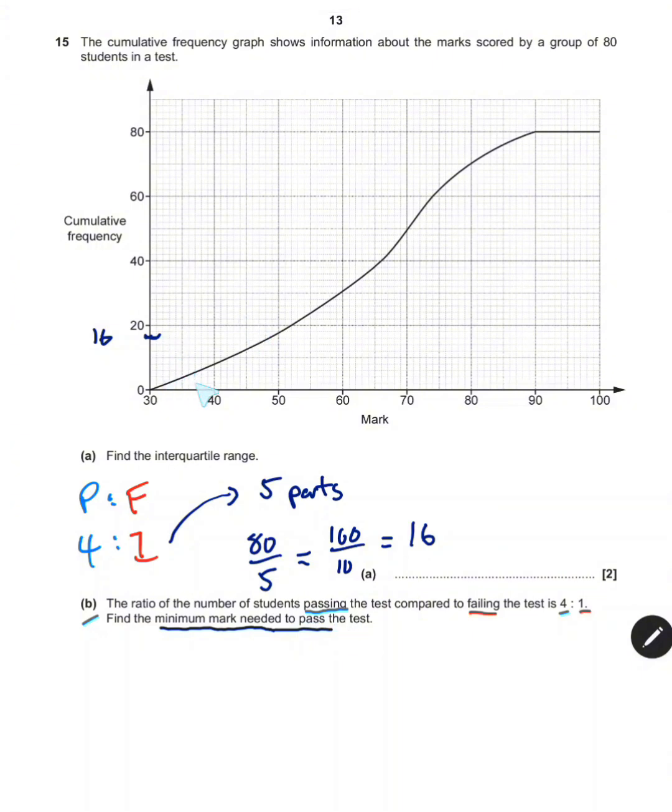Well, obviously the lower marks are the ones that fail, and there's only one part that fails. So actually, if I just read across for these 16 people, that there is my minimum mark needed to pass. Anyone below this mark fails. So I can see that is around 48. Anywhere around 46, 48, 50 would get that mark.